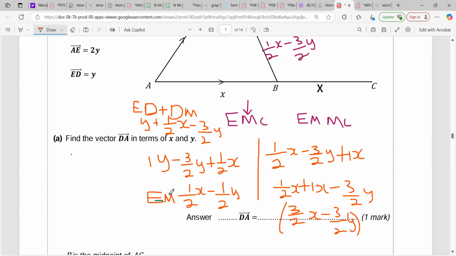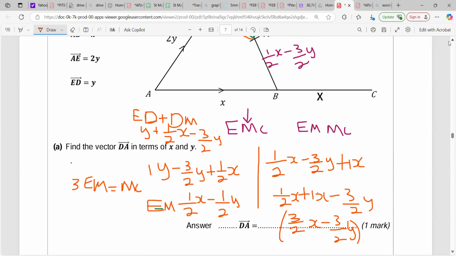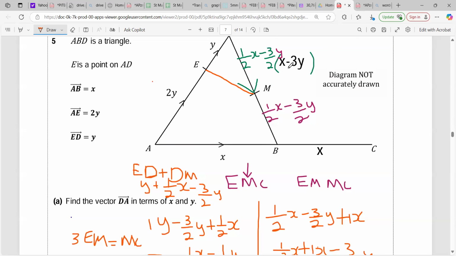Once we can multiply this by 3, we get this. So they call it a scalar factor. So we can just multiply EM by 3 and it gives us MC. So 3 times that would give us MC. And that's the criteria. We call that collinear. So that proves it's a straight line. This is a straight line.